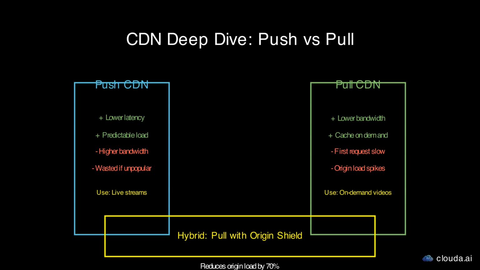Pull CDN means edge locations fetch from origin on demand. This saves bandwidth and only caches popular content, but the first request is slow and can spike origin load. For on-demand videos, pull makes sense.